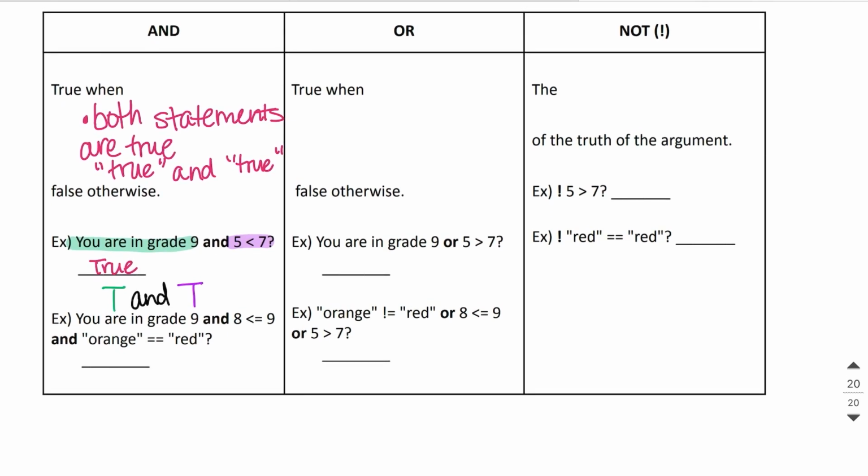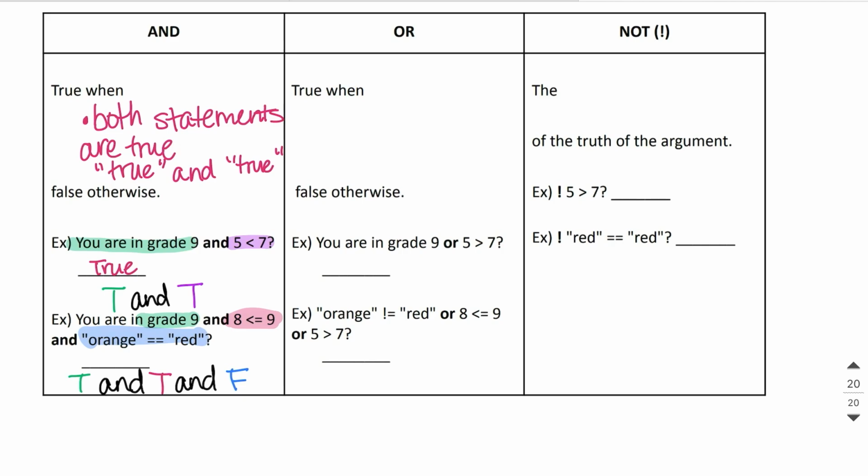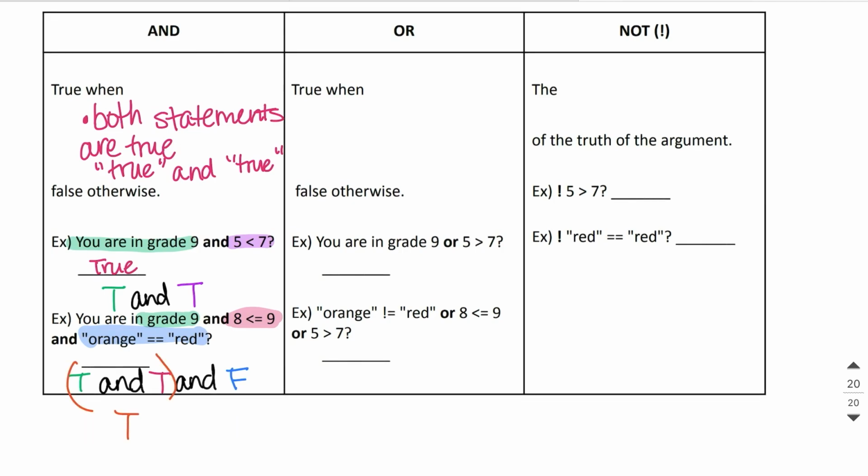All right, in the next example, it says you are in grade 9, which we've already determined is true. And the next statement here says 8 is less than or equal to 9, which is also true. And the last statement here says orange is equal to red, which we know is false. Well, right here, these two statements together are true. And we're going to combine that with a false statement. And just because we have this false statement right here, the whole entire statement is going to be false.